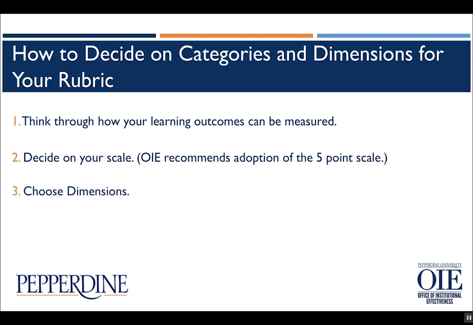You will then need to choose dimensions for your rubric. These are the topics or elements that you want to review. For example, if your PLO relates to problem solving, you may want a dimension to review how well students define the problem, and another dimension to review how well they identify strategies to solve the problem, and another dimension to review how well they implement the strategies, and so on.